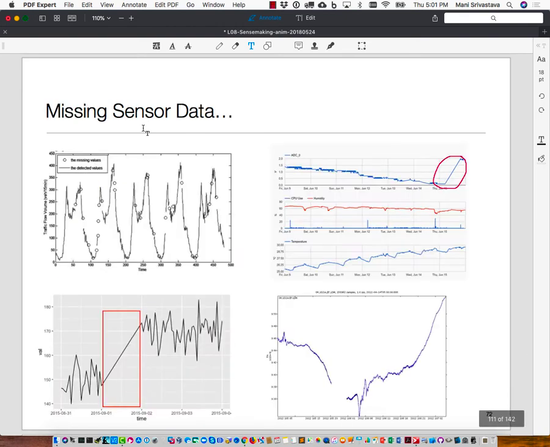The final bit is missing sensor data. I've just picked up some random sensor traces from the web to show that it's a real problem that people encounter, these kinds of plots where suddenly you'll see a line, some missing values in the traces. These are all picked up from various sensor sources. Why do you think it happens?